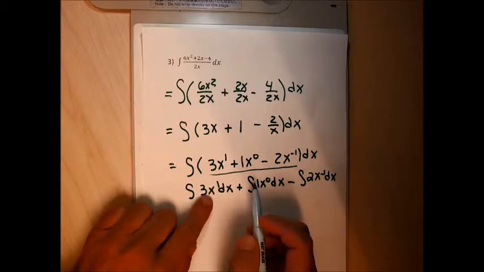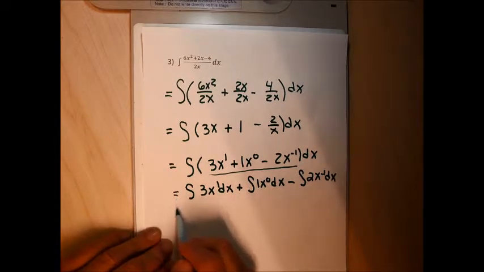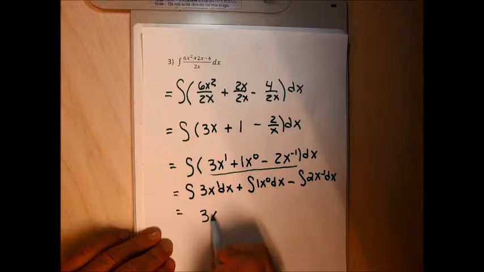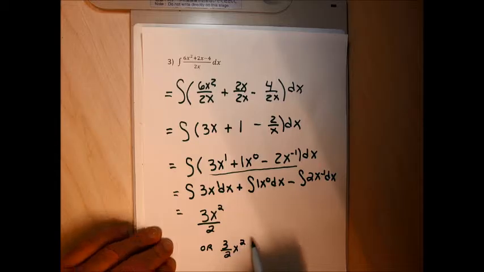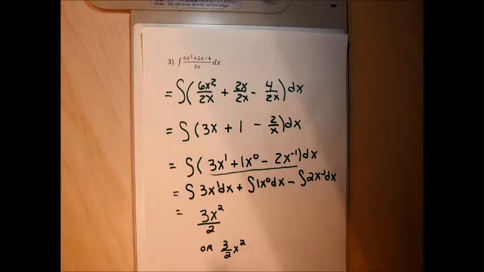The integral of 3x to the 1 dx is an easy one. I just add 1 to the exponent, divide by the new exponent. So I'm going to get 3x squared over 2. That can be written as 3/2 x squared, depending on what your preference is. I just instinctively wrote 3x squared over 2. If I was checking, it'd probably be easier to have the bottom version.